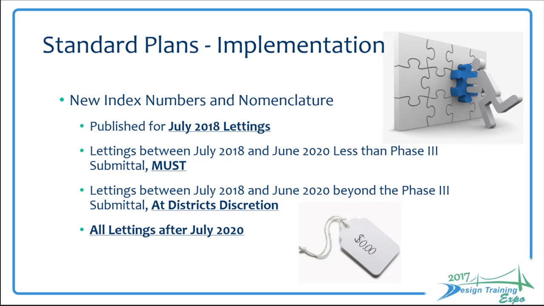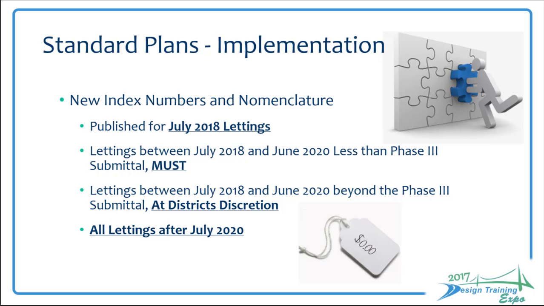In terms of the implementation schedule, the new index numbers and this nomenclature, which is intended in providing the new standard plans designations, will be included within the standard plans, which will be published in November of 2017 and will be effective for July 2018 lettings. However, as I spoke about the reasoning behind the crosswalk, we were giving some latitude for other projects that are currently in design, depending on its phase.